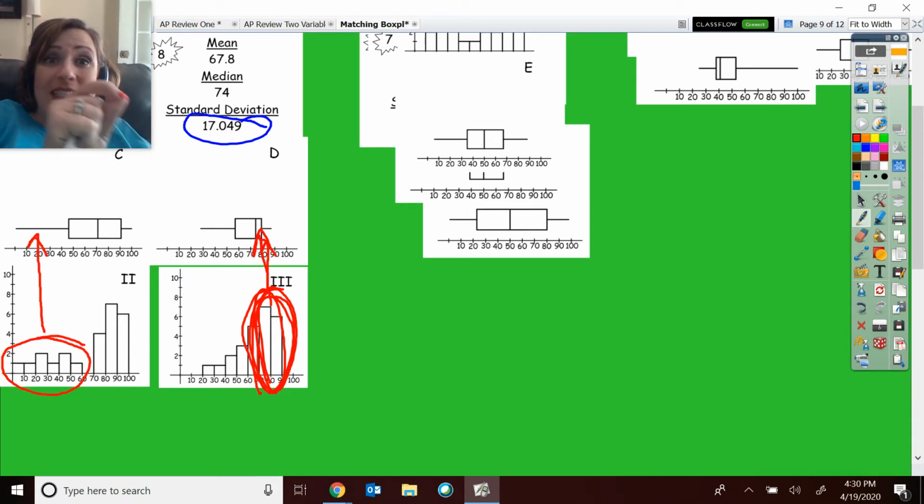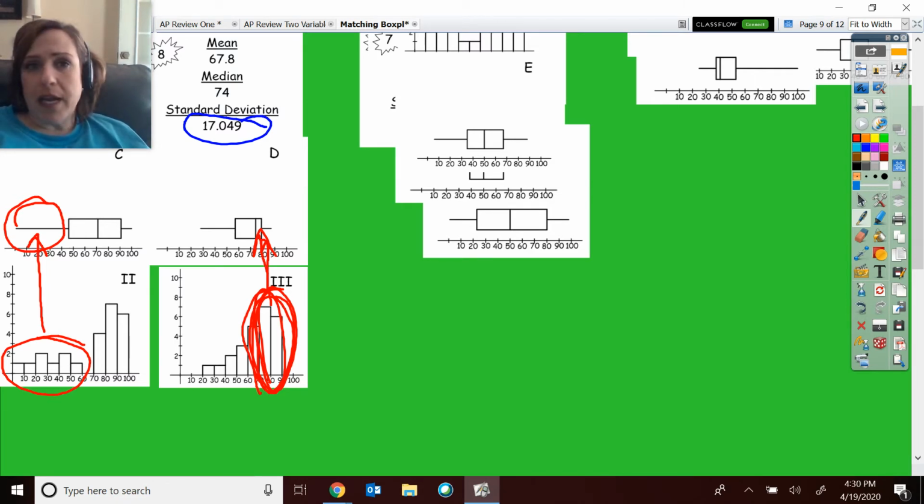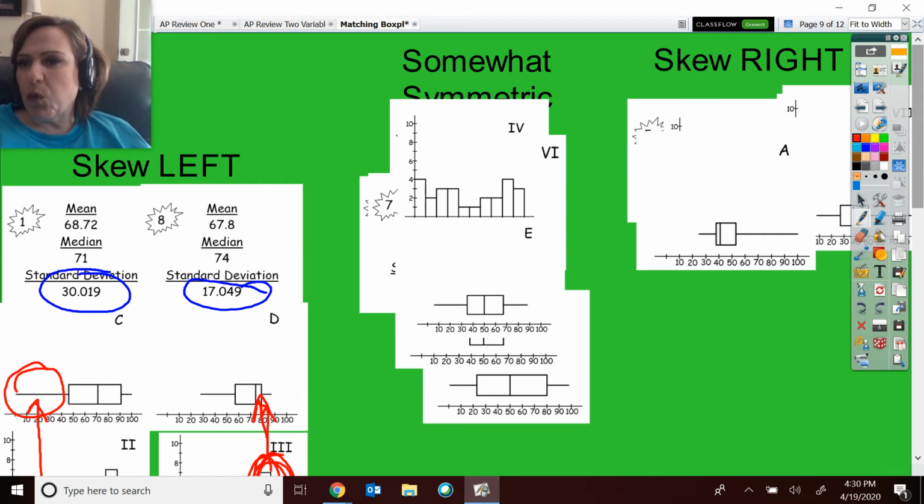So that's why that whisker is that bottom quarter of the data. This bottom 25% is more spread out. Okay? All right. Now let's do the same thing with the right.